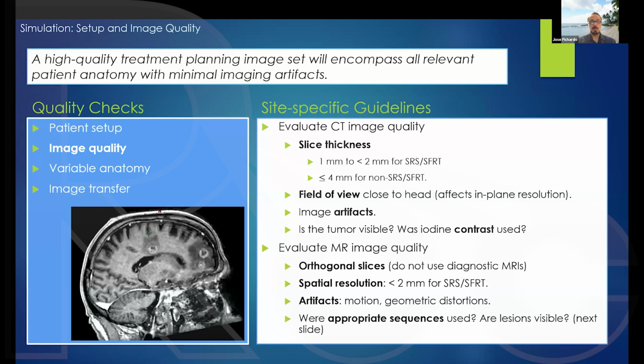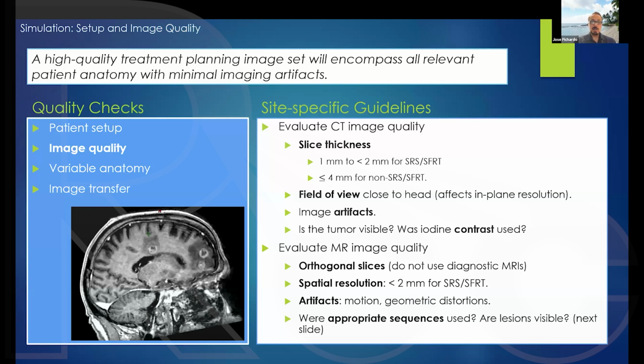You want to also evaluate the quality of the MR images. It's very important that the MR images are acquired in orthogonal slices. Like if you let the MR technologists take images of a patient's brain, they're going to do it using diagnostic protocols. And these diagnostic protocols are designed so that you can see everything in one slice. So the slice is going to be angled. And they're usually thicker than what you want, right? Because in MRI, the thicker the slice, the clearer, the sharper the image, right?